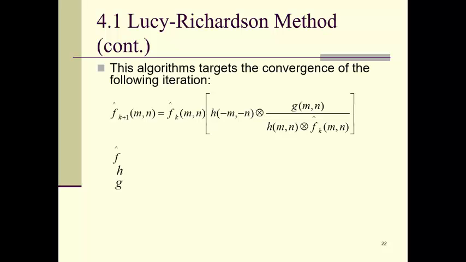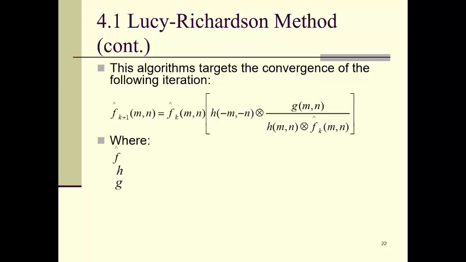So we say that this algorithm targets the convergence of the following iteration. This iteration needs to converge. What do I mean by converging? As long as I am applying this expression, I will find that the values of the successive fk's become near to each other.